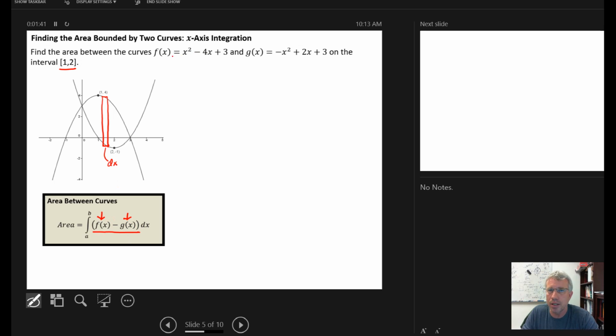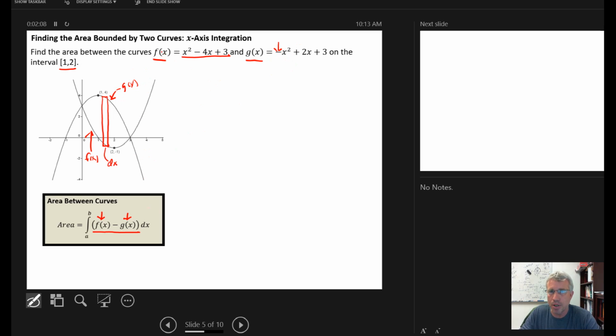So when I look here at the two functions I'm being given, this example is here explicitly because f of x is not the function above. f of x is a parabola opening upwards. So f of x is actually the lower parabola, and g of x, we can see because of the negative sign on the x squared term, is a parabola opening downwards. So the upper function is actually g of x.